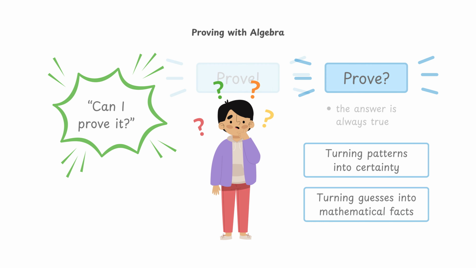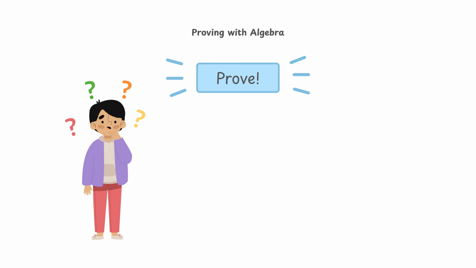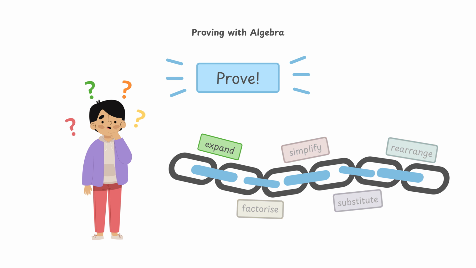Now let's keep this idea simple, but clear. When we prove something in algebra, we are not guessing, and we are not just testing a few numbers. Instead, we follow a sequence of logical steps. Look at these key processes. We expand, we simplify, we rearrange, we factorize, and sometimes we substitute. Each one has a purpose. Expanding helps us remove brackets. Simplifying helps us clean up the expression. Rearranging helps us move terms into the right position. Factorizing helps us break expressions into simpler parts. And substituting allows us to test or verify results when needed.